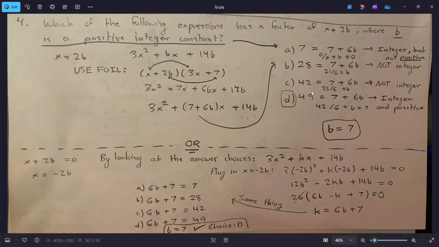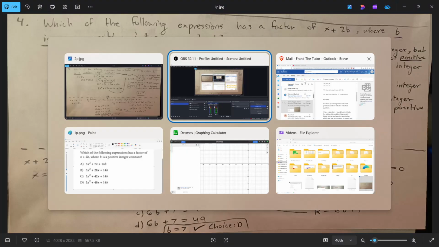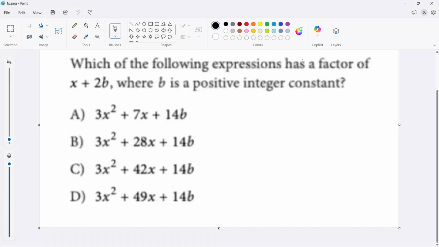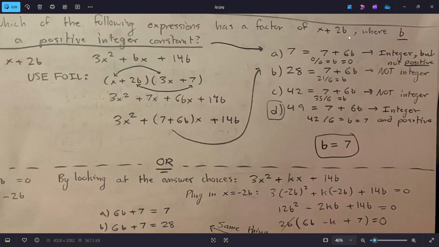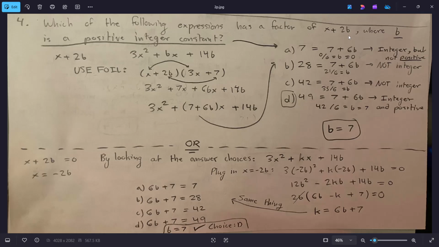This is a SAT math question, and the question is there, but it's clear here. Which of the following expressions has a factor of x plus 2b, where b is a positive integer constant? This one has 4 answer choices. Now, one way to work it, and someone asked, can I work it on Desmos? Well, you can do a hybrid of this, and I think it's faster.